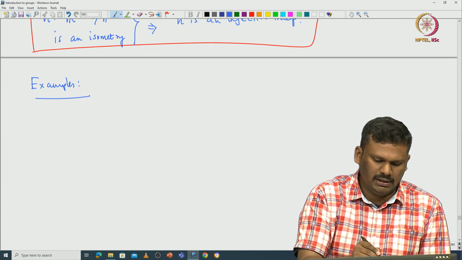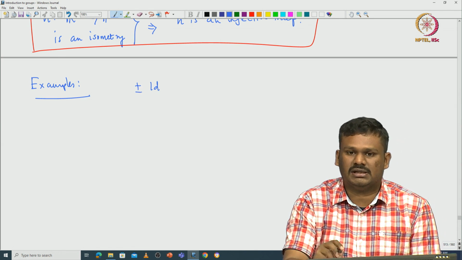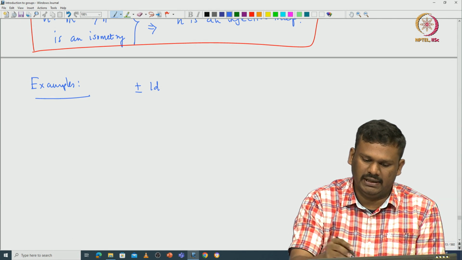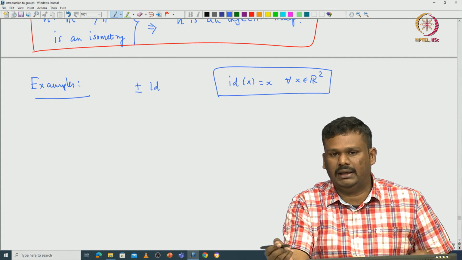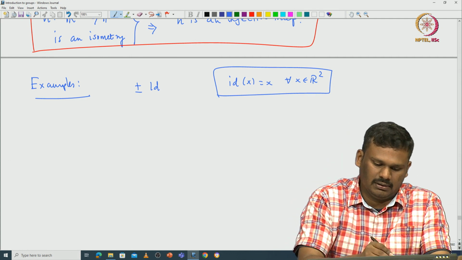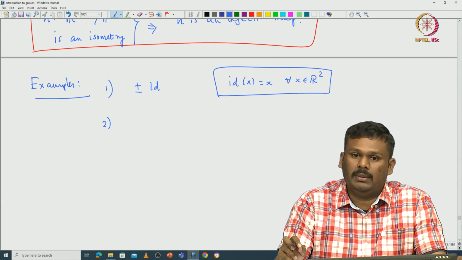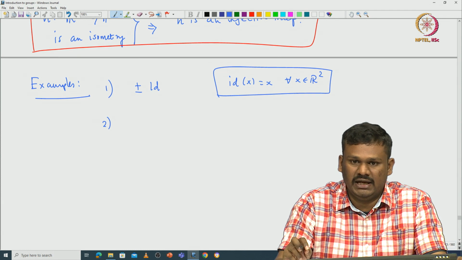So, identity is obviously an isometry, and then if you take plus or minus identity, that also will be an isometry. Identity is nothing but identity of x equal to x for all x in R2. So, this is your identity map. Then both identity and minus identity are actually isometries.